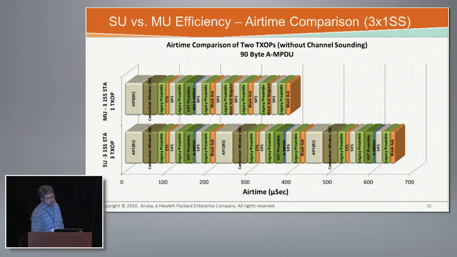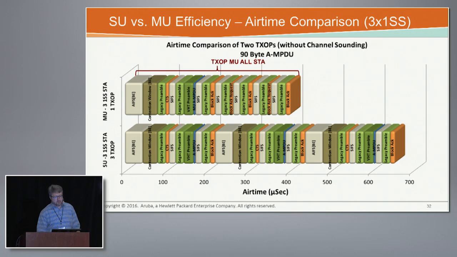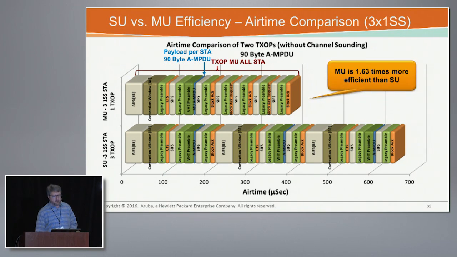So the MU is up above. It's basically 600 some odd microseconds versus 390. And here's where the deltas come from. That's the whole package. There's the payload, and of course, there's only going to be one because it's shared. And just on a straight airtime basis, this example is 1.63 times more efficient.